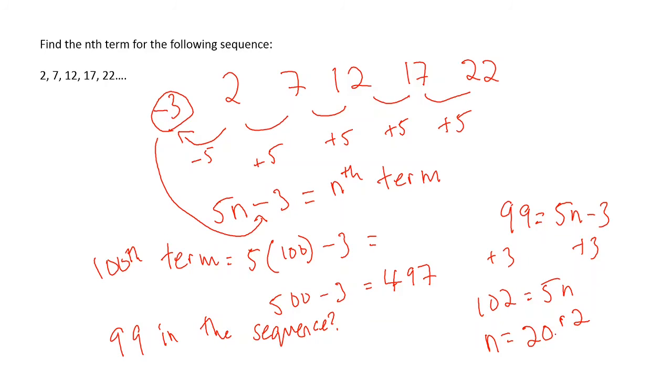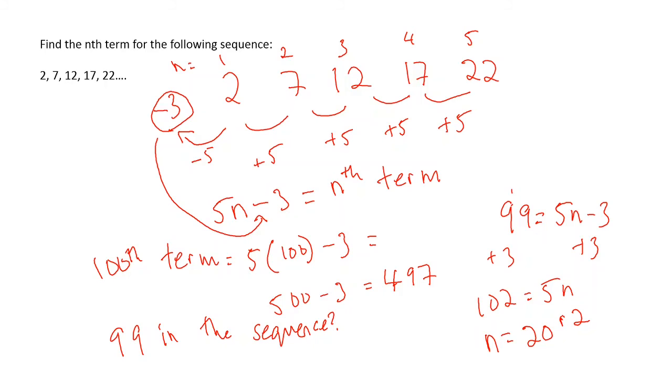Now, you know we don't use remainders in year 7, but 20 remainder 2 means it's not a whole number. And again, going up here, n equals 1, 2, 3, 4, 5. For the number to be in the sequence, that n must be a whole number. So 99 is not in the sequence, because when it's 99, n is 20.4, 20 remainder 2.